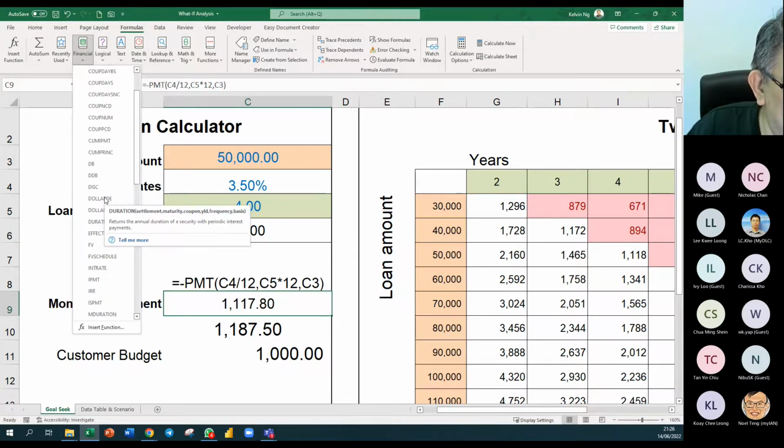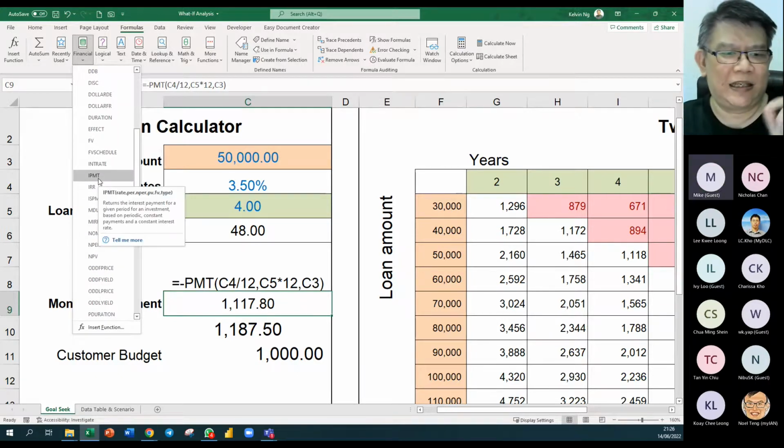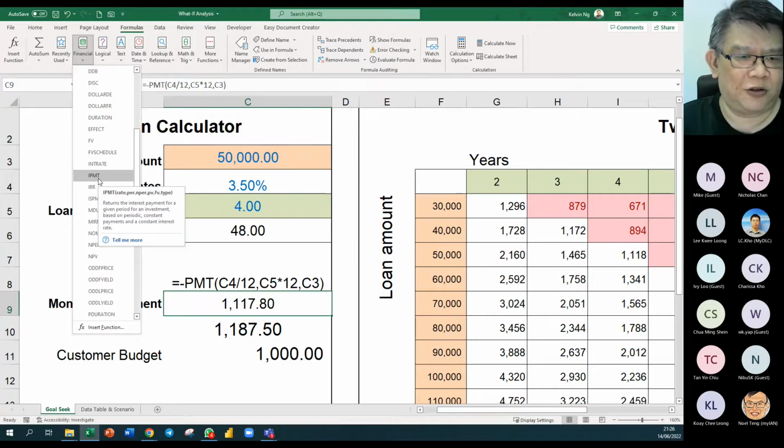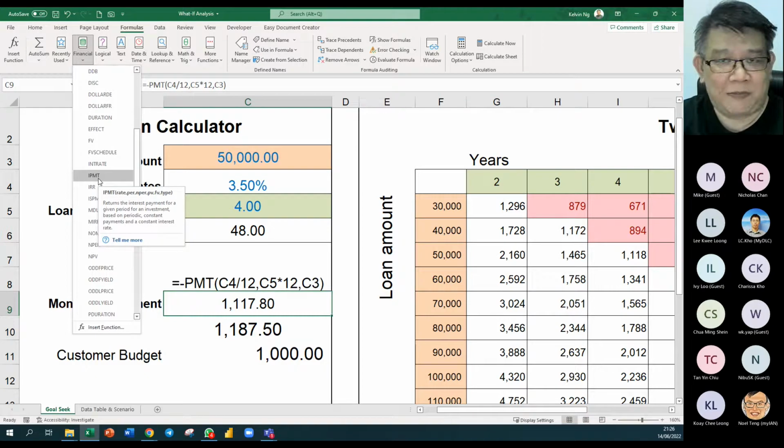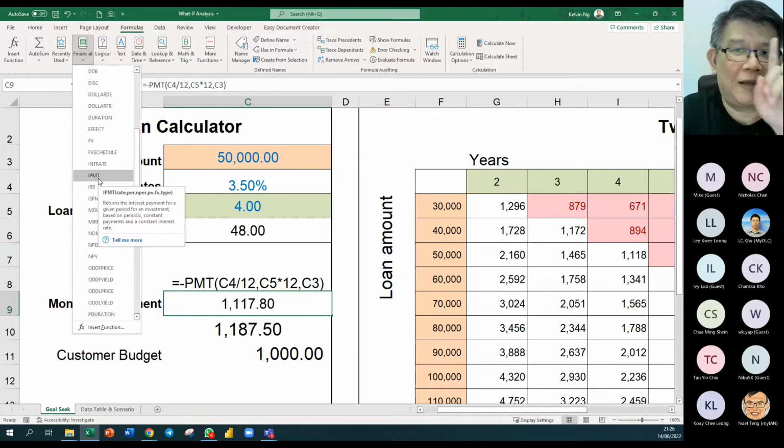IPMT, where's the I? IPMT. This IPMT is the interest portion of your loan. So this is where you do the amortization. This is your PMT, this is your PPMT, this is your IPMT. If you take the IPMT and PPMT and add them together, it is your PMT.